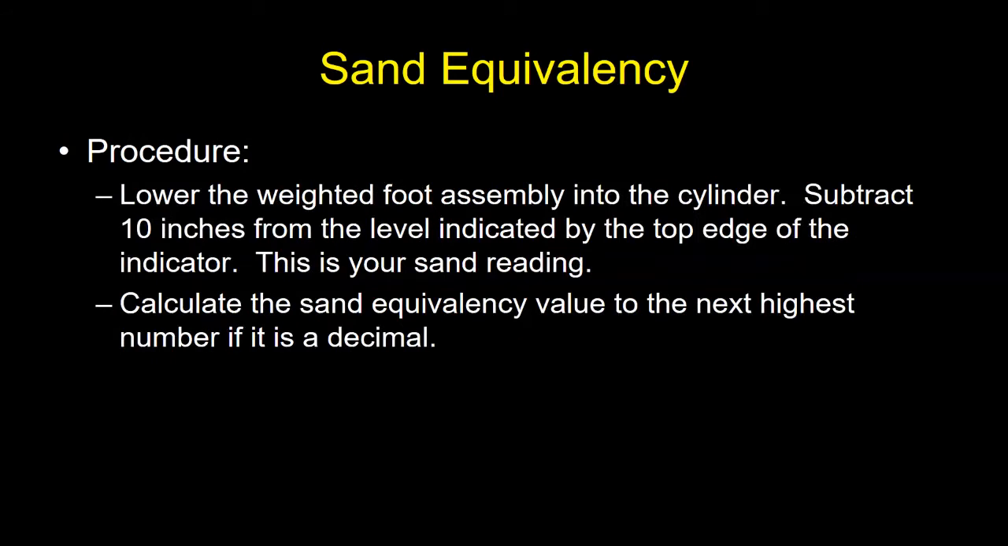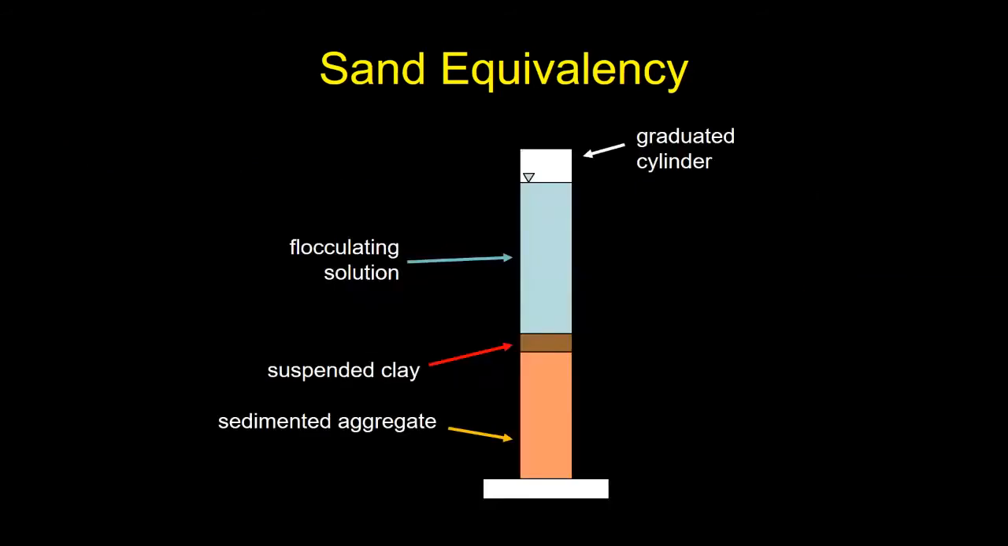So lower the weighted foot assembly into the cylinder, and subtract 10 inches from the reading. You may not know why, but you'll see why and understand it. And you get a sand reading. And then you calculate your sand equivalency value, rounding to the next highest number if it's a decimal. I have a few images for y'all just to make it make sense.